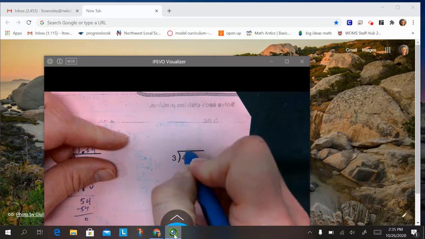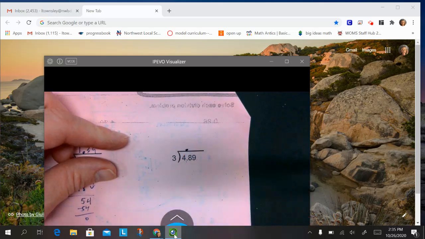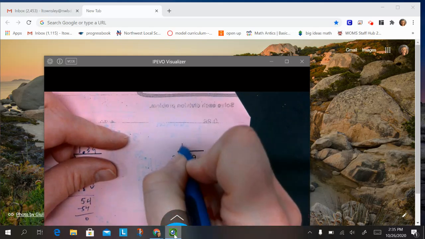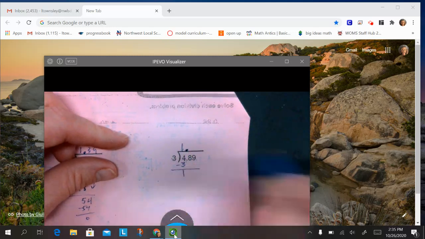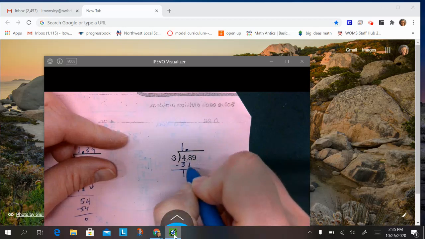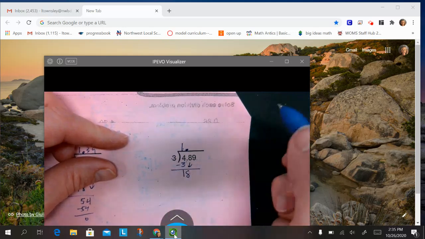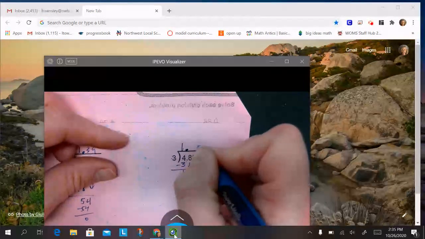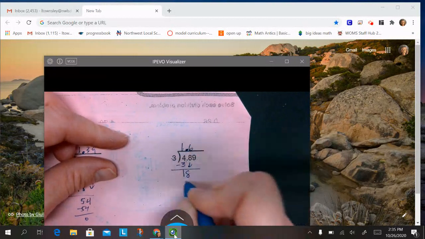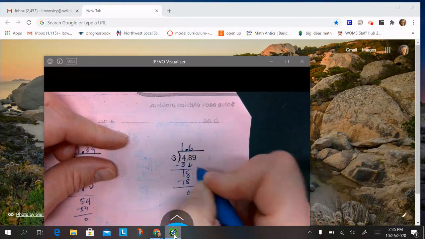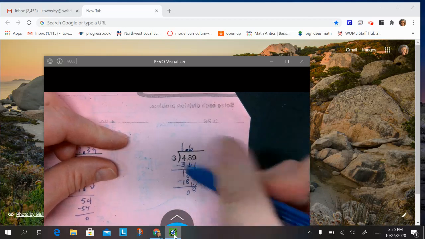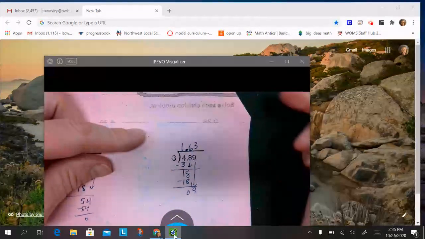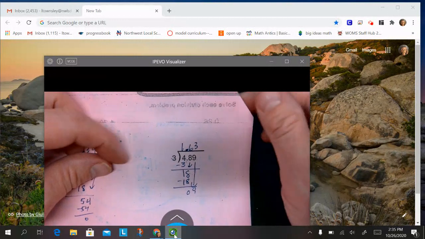Okay, start, like I said before, move your decimal up. 3 goes into 4 one time. 1 times 3 is 3. Subtract, you've got 1. Bring down your 8. 3 goes into 18 6 times. 6 times 3 is 18. If you subtract, you have 0, but look, you've got one more number. Bring your next number down. You've got 9. So 3 goes into 9 3 times. And that's your answer. 1 and 63 hundredths.